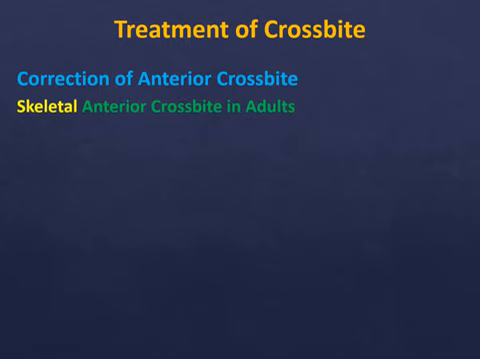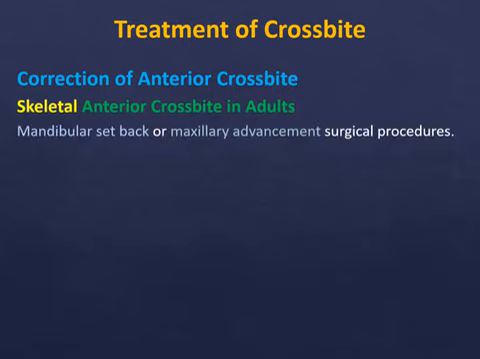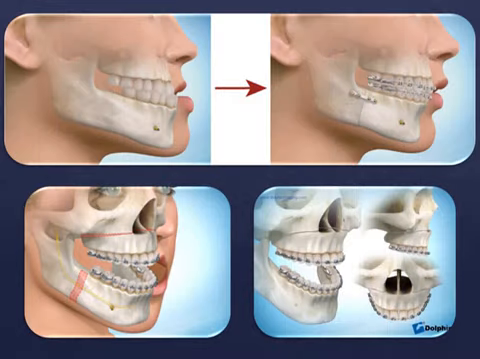If we have skeletal anterior crossbite in adults, in this case we need to use surgical correction, for example, mandibular setback or maxillary advancement surgical procedures. The figure above is about mandibular setback, and the figure below is about maxillary advancement. This treatment option can be used in case of correction of anterior crossbite which is of skeletal origin and in adults.